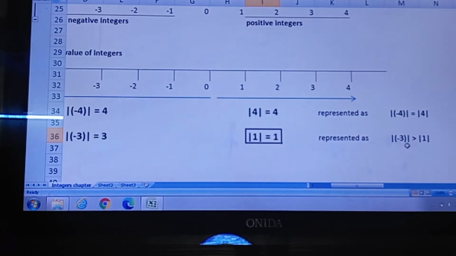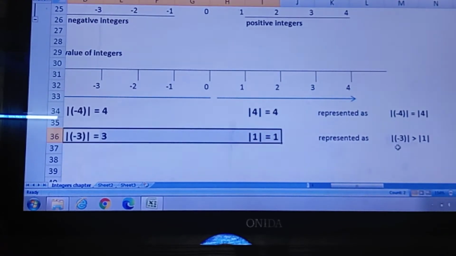And when you want to compare these two, you will read it as minus 3 is an integer greater than 1 as an integer.